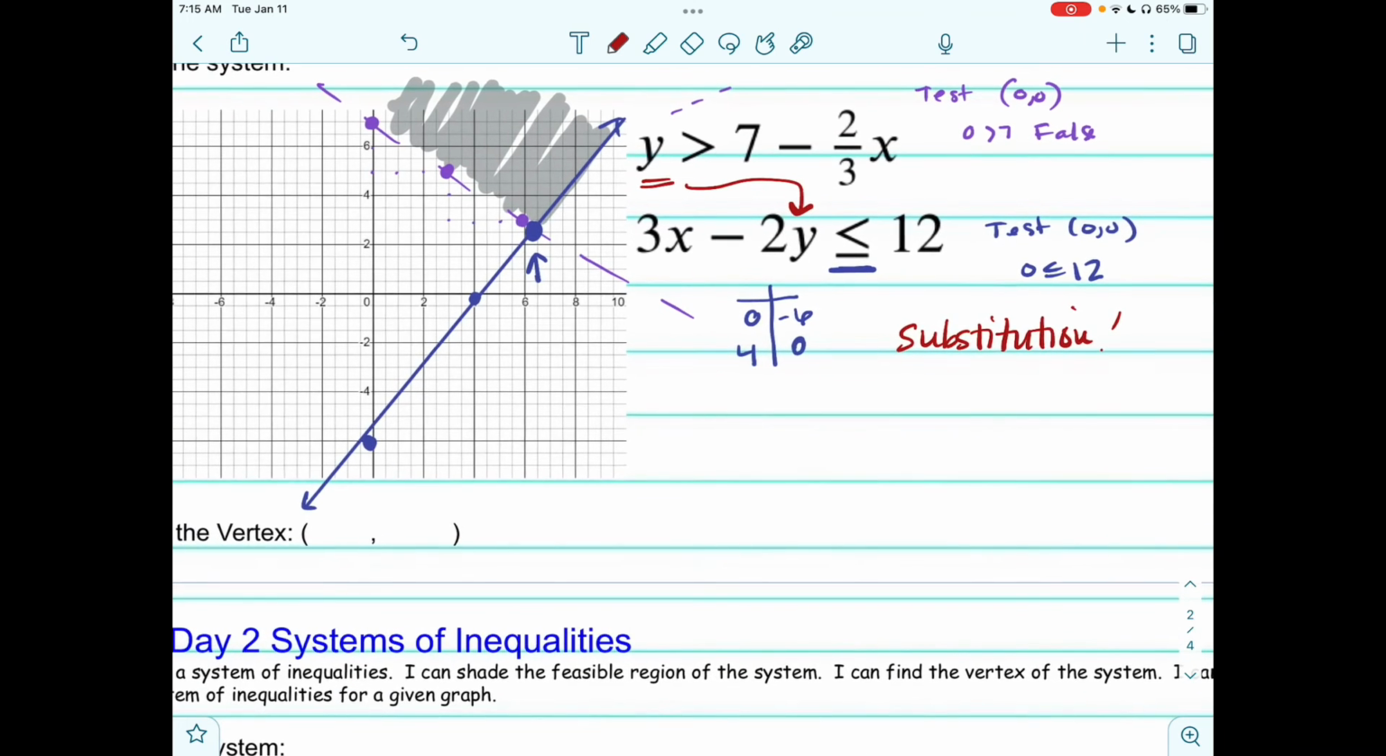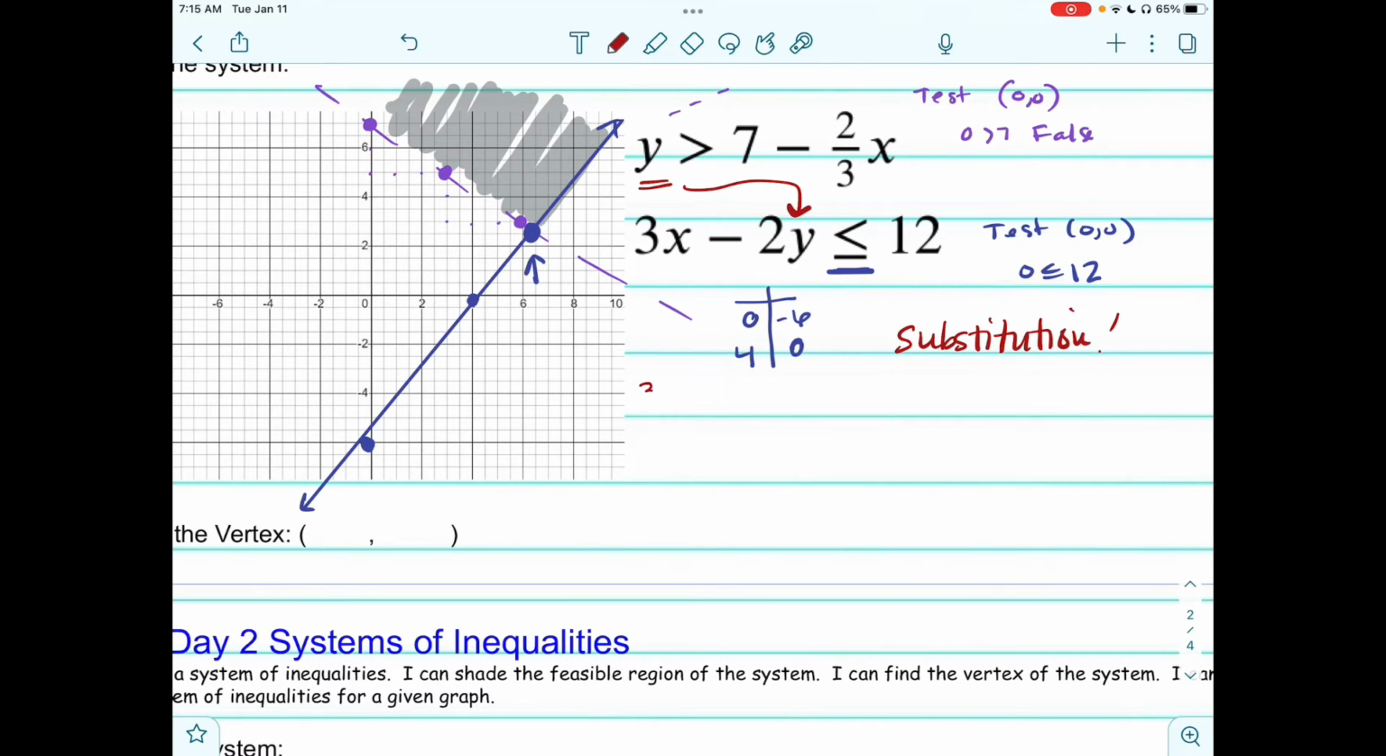Okay, so hopefully I have enough room here. So I'm going to go 3x minus 2, and y is 7 minus 2/3 x. And when we do substitution and elimination, we pretend it's an equal sign. Okay, it's a little hard to do it with that inequality sign, so we're going to just substitute in that equal sign as well so that we can figure out what our x and y equal. 4/3 x equals 12.